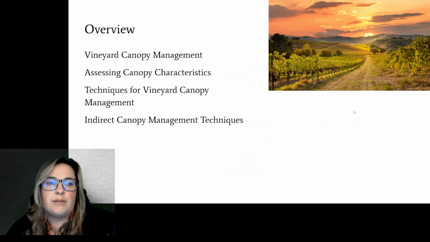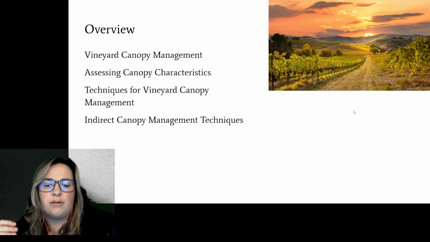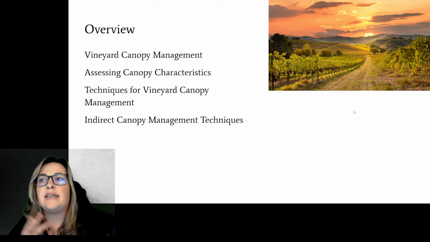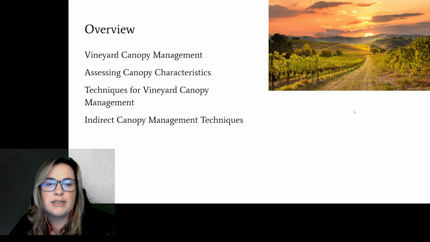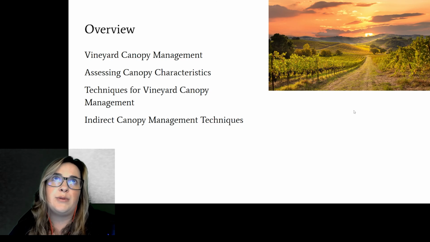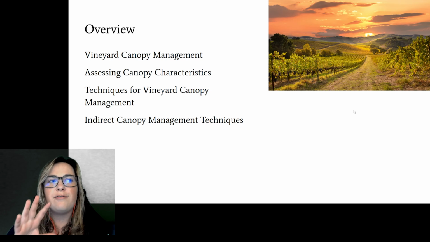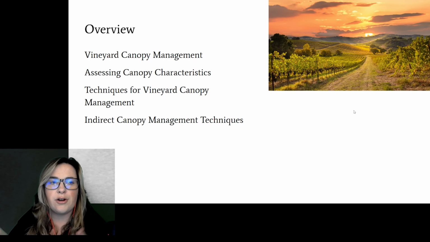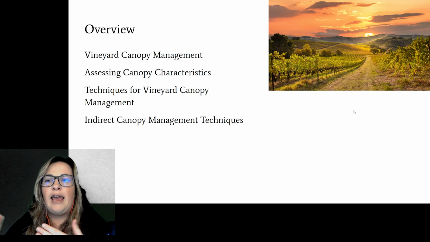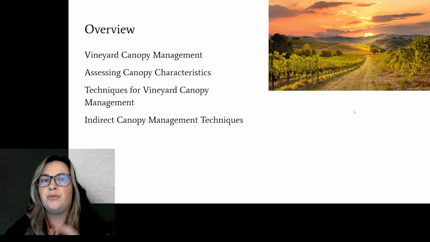Okay, so tonight's presentation is relatively straightforward. We're going to talk about canopy management, how to assess canopy characteristics and techniques for vineyard canopy management, and then also indirect canopy management techniques. The last presentation was all about dormancy, if you remember correctly. So now we're following the cyclical nature of the vineyard. We're going from dormancy, moving towards bud break, and then that very extreme growth that we see after bud break and how to manage the canopy.